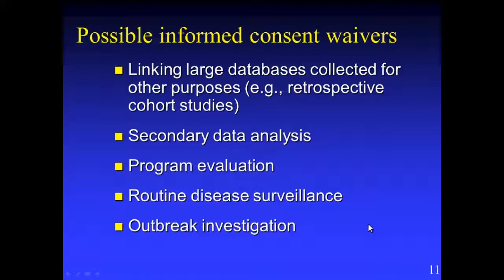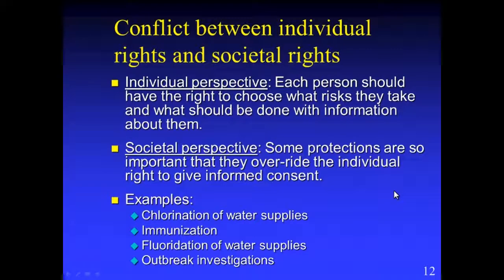And then two other circumstances, routine disease surveillance and outbreak investigation, are other circumstances when informed consent waivers may be entirely appropriate. And this raises an issue to do with the potential conflict between individual rights and societal rights. And this comes up quite often in public health. And so we have two perspectives basically. The individual perspective, which says that everybody should have the right to choose what sort of risks they take and what should be done with any information about them. And then there's a societal perspective, which says that some protections are so important to society as a whole that they may override the individual right to give informed consent.